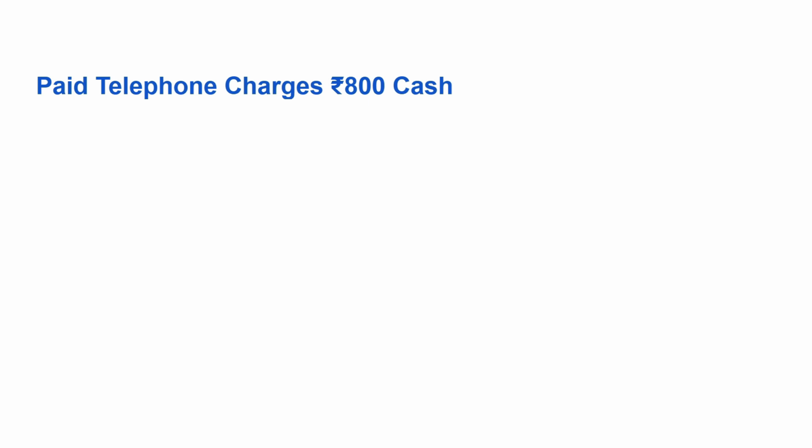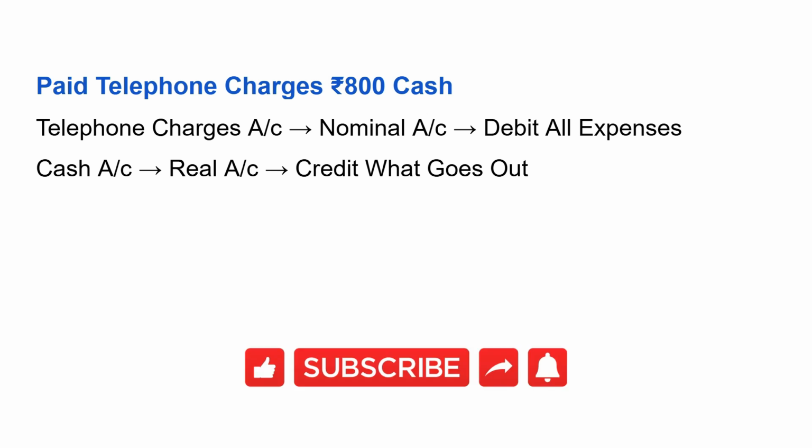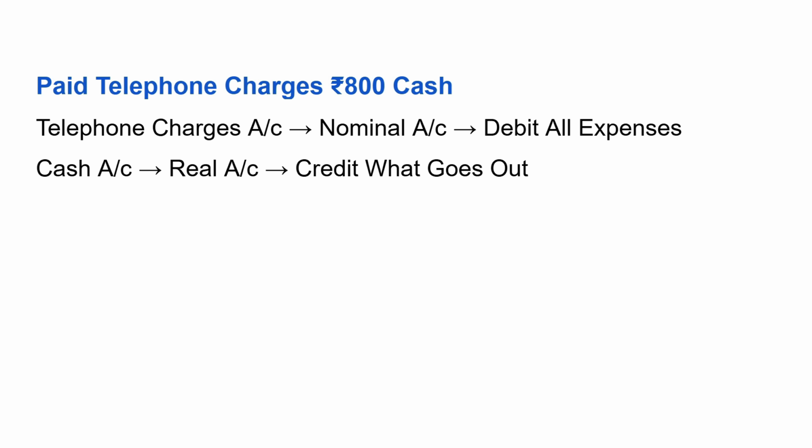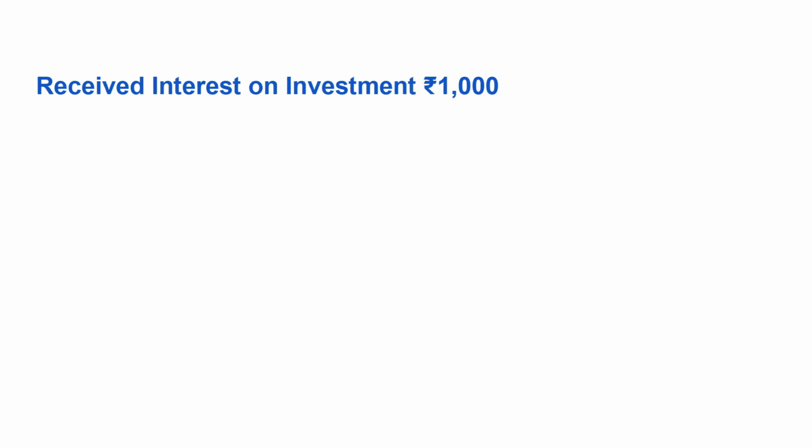Next, paid telephone charges 800 rupees cash. Here the two accounts affected are telephone charges and cash. Telephone charge, it is an expense, so it is nominal account, and the rule for nominal account is debit all expenses. Cash account is real account and cash goes out because telephone charges are paid, so credit what goes out. And the journal entry is telephone charges account debit 800 to cash account 800 rupees, and the narration is being bill paid. Received interest on investment 1000 rupees. Here the two accounts affected are bank account and interest received account.